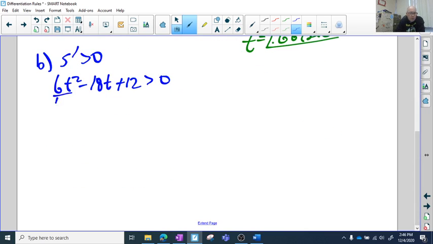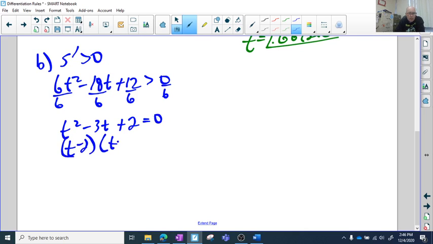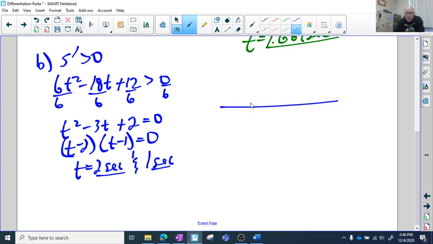So we need to find the zeros. Easiest thing to do here is to get the numbers to be a bit smaller first. T squared, subtract 3t plus 2. Instead of greater than 0 for a moment, I'm just going to put equal 0. This would factor to be t subtract 2 and t subtract 1 is equal to 0. So at the 2 second mark and again at the 1 second mark, that's when the velocity is equal to 0. So if we map that out on a number line, there's your 1 second mark, there's your 2 second mark. It's a quadratic, it opens up. So it looks like this.